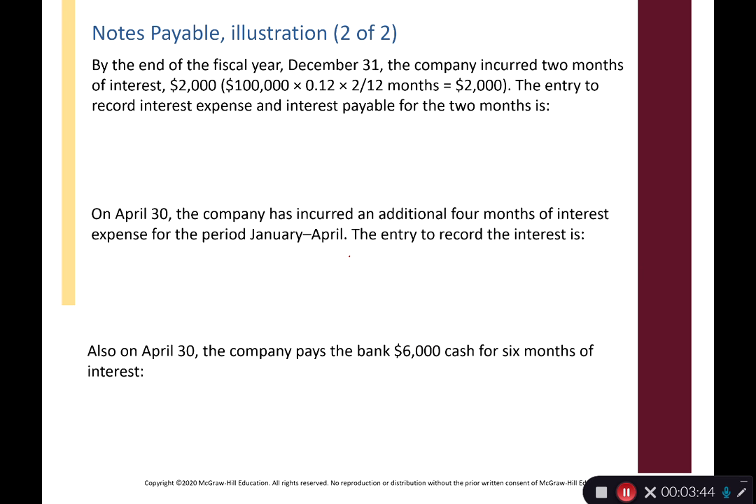Now, by the end of the fiscal year, December 31, the company has incurred 2 months' worth of interest. Why 2 months? Use your fingers. November, December, that's 2 fingers that have gone by. So then, using the formula, $100,000, the principal amount, times the interest rate of 12% times 2/12 gives me $2,000.